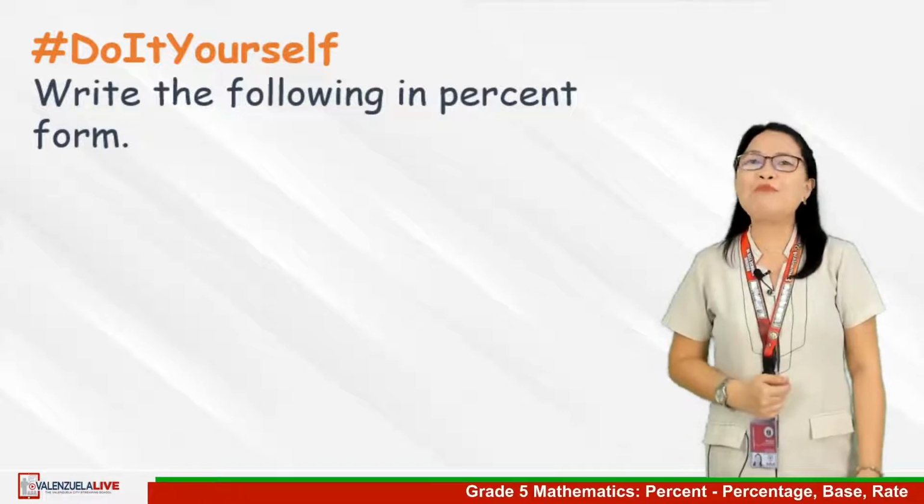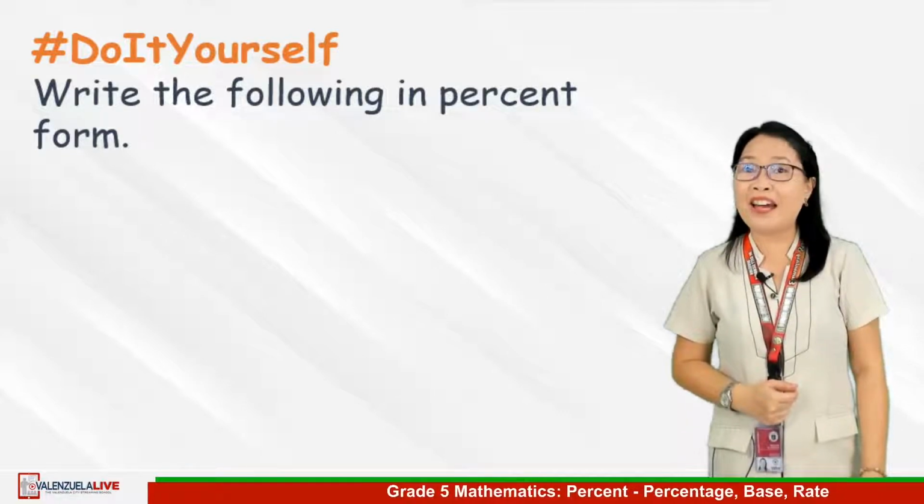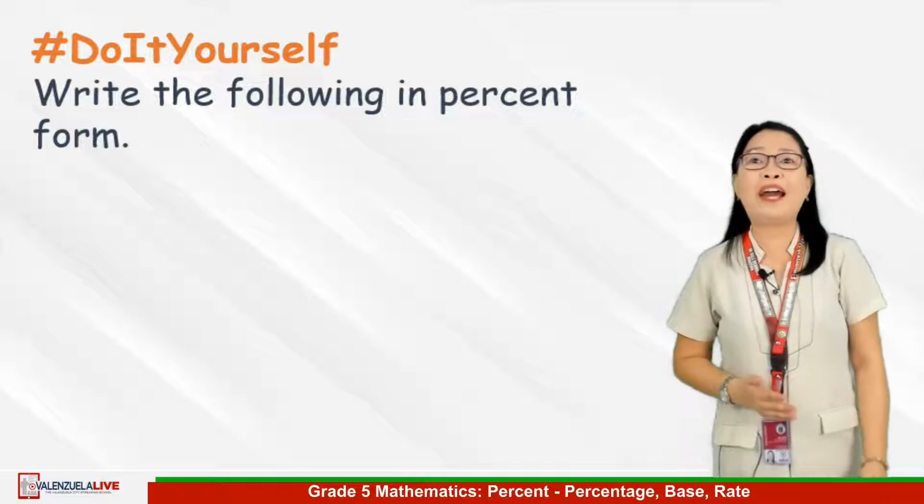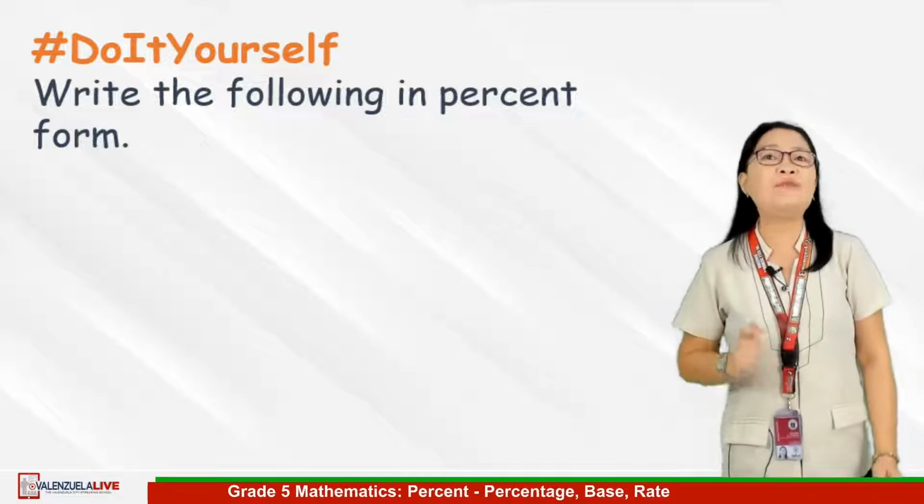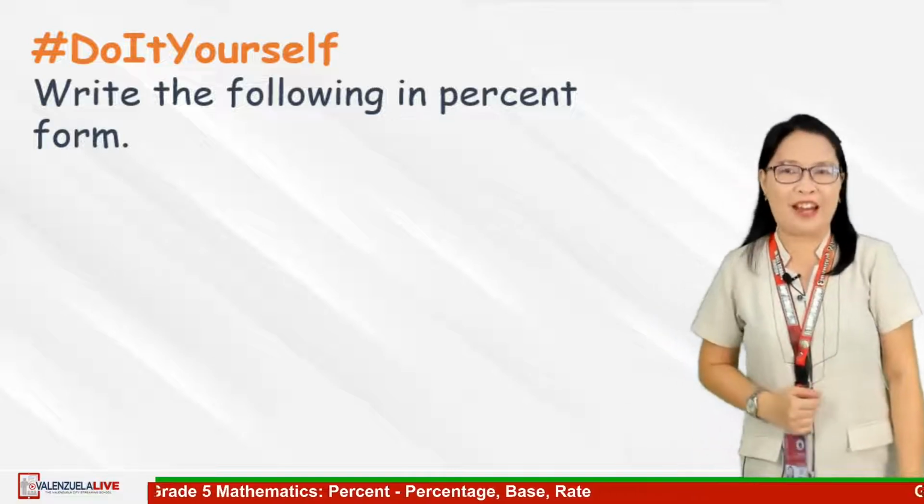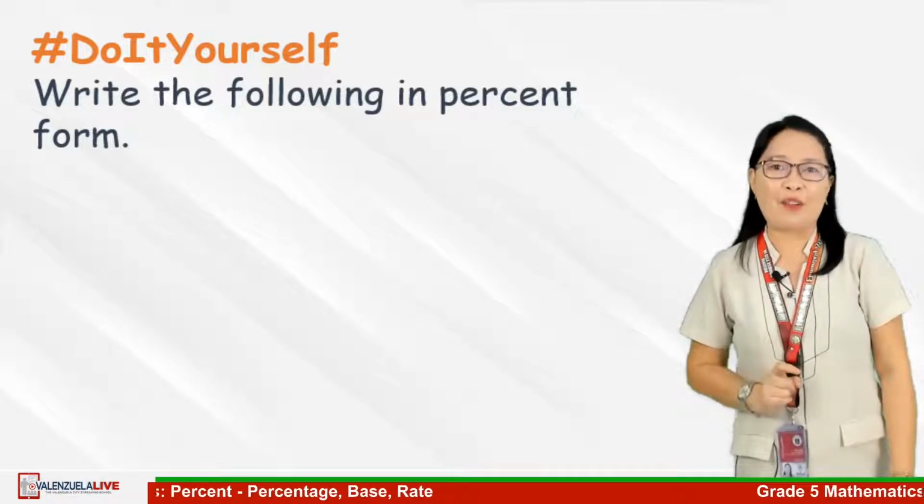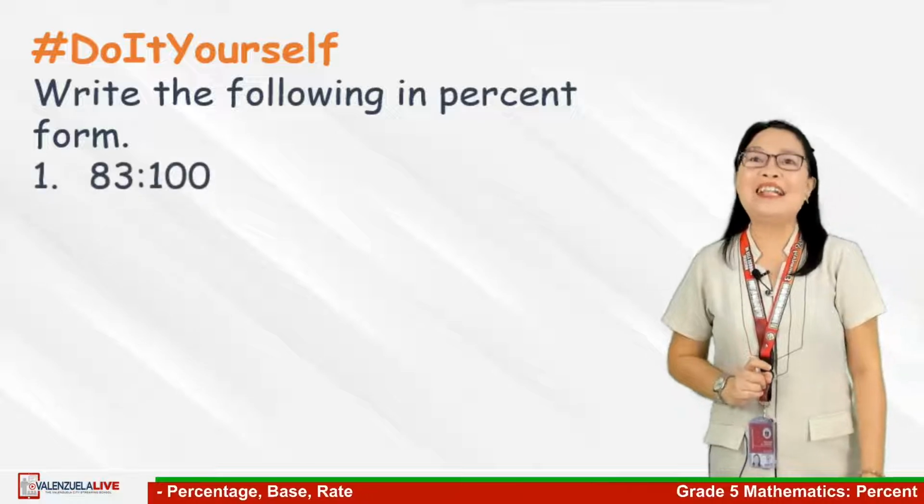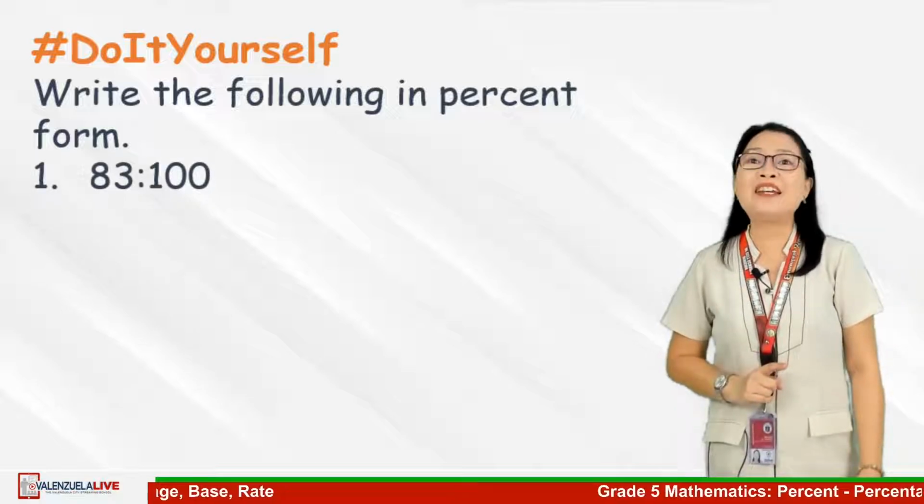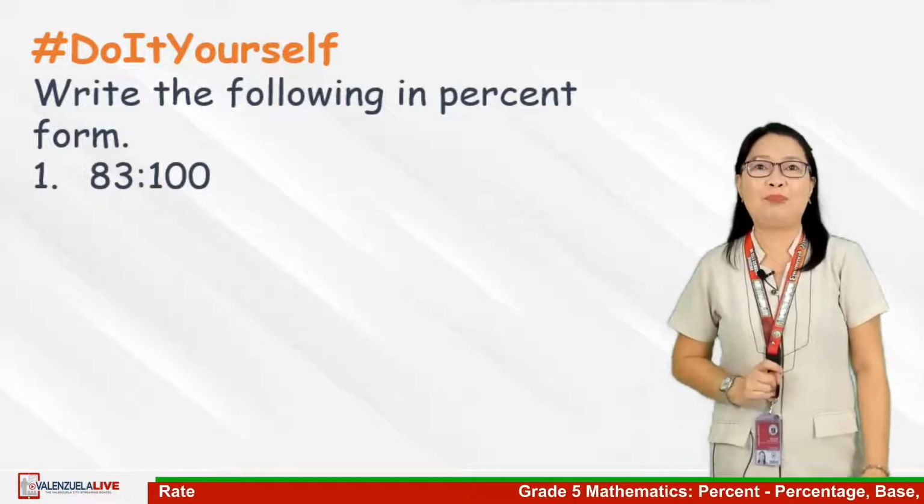Now this time, do it yourself. DIY. Get ready with your notebook and ball pen. Write the following in percent form. Are you ready? Comment your answer in our comment box. The answer is, for number 1, 83 to 100 in percent form.